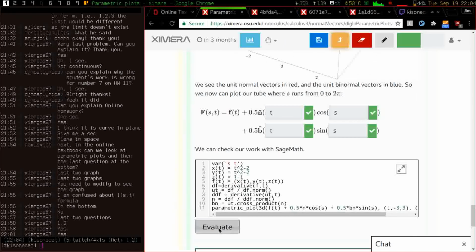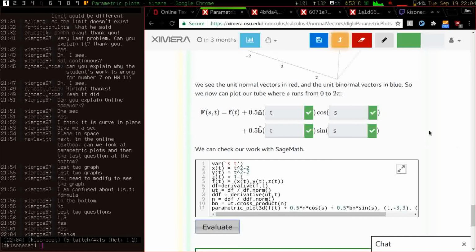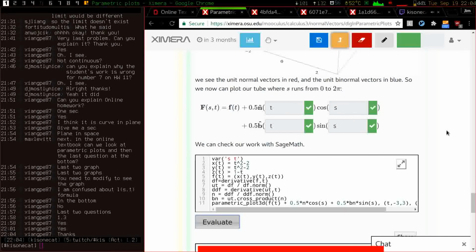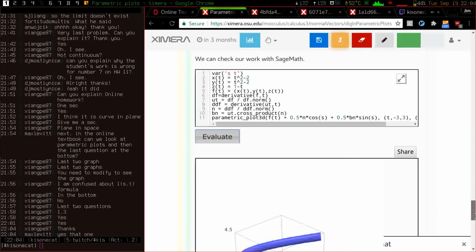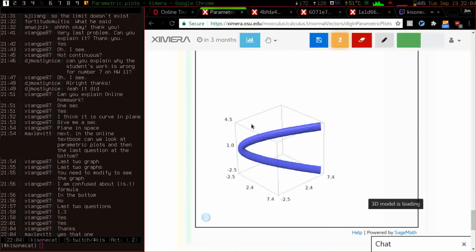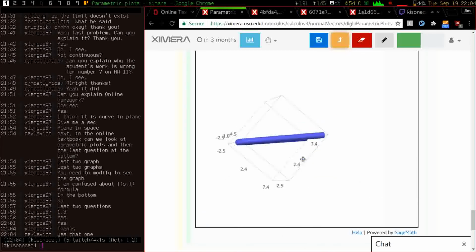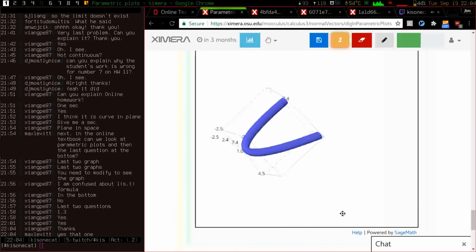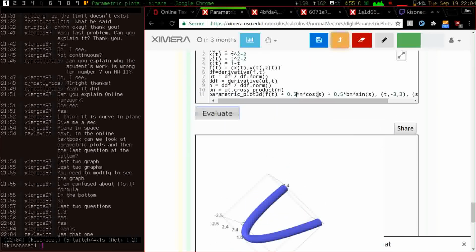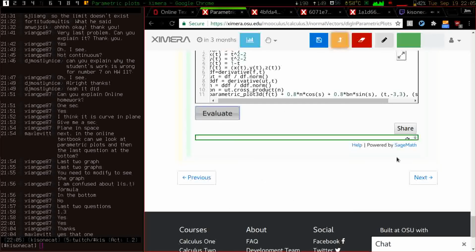So here. No problem. Let's see what's going to happen when this thing is done. Oh, that's great. Look at that. It made a tube around the parabola. Isn't that fantastic? I can change how big the tube is. So this 0.5, let's make a bigger tube. I make it 0.8 now. Now it's going to be a bigger tube.